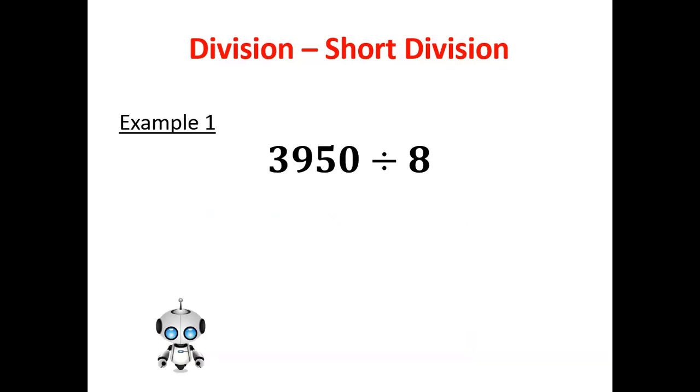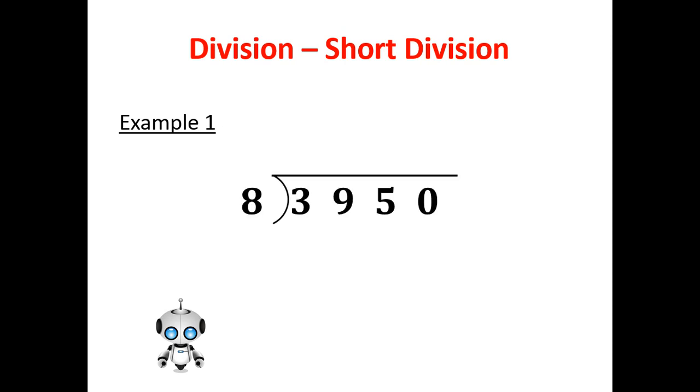Alright, let's get into an example and show you how to divide 3,950 by 8. Because this is a very traditional technique, we're going to use the traditional setup and the traditional symbol for division, which looks like this. This means 3,950 divided into 8.